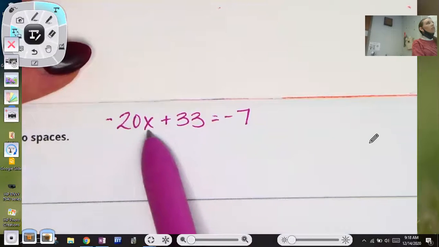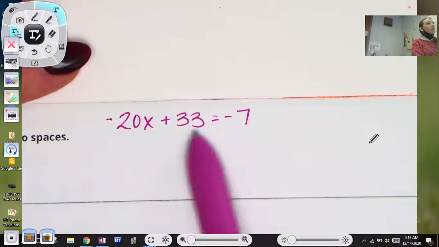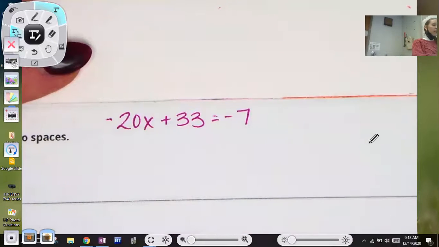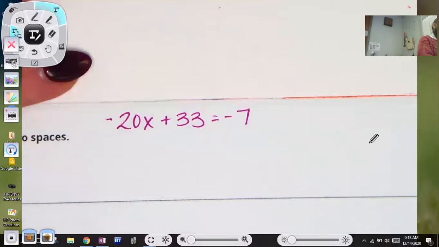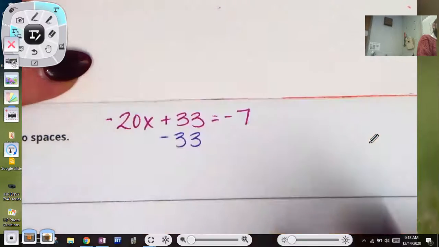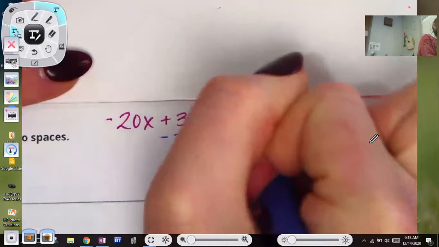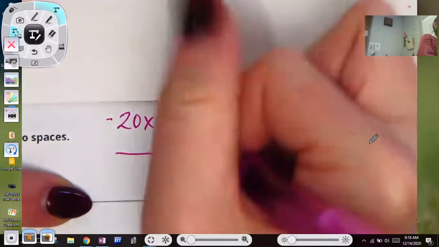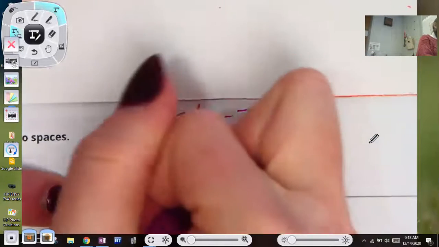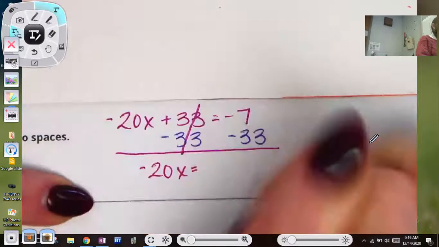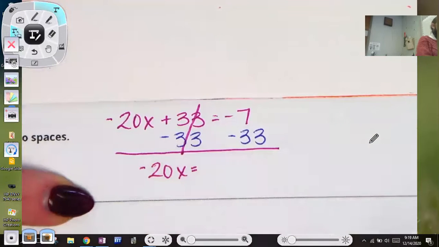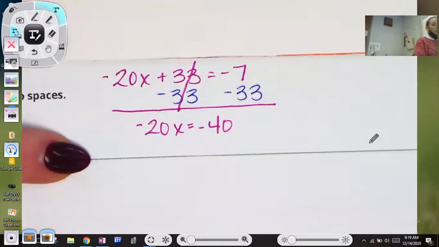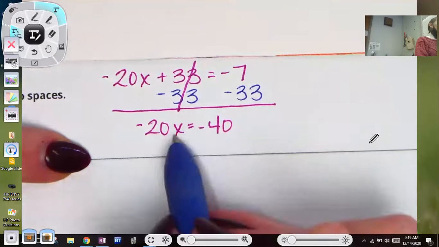If I'm solving for x, I start with the term that is furthest away. So how do I get rid of this 33? Minus 33. If I do it to one side, I've got to do it to the other side. Those cancel out. I have negative 20x equals negative 7 minus 33, which is going to give me a negative 40. I'm almost finished. How do I get that x by itself?